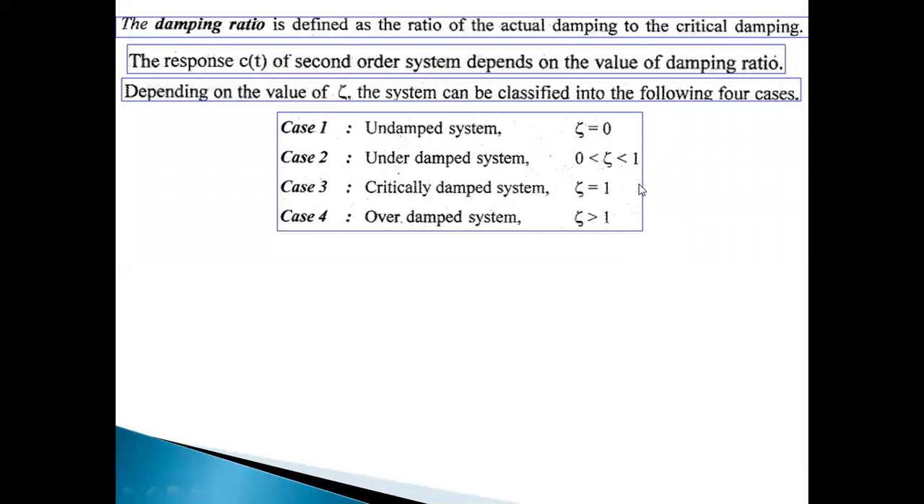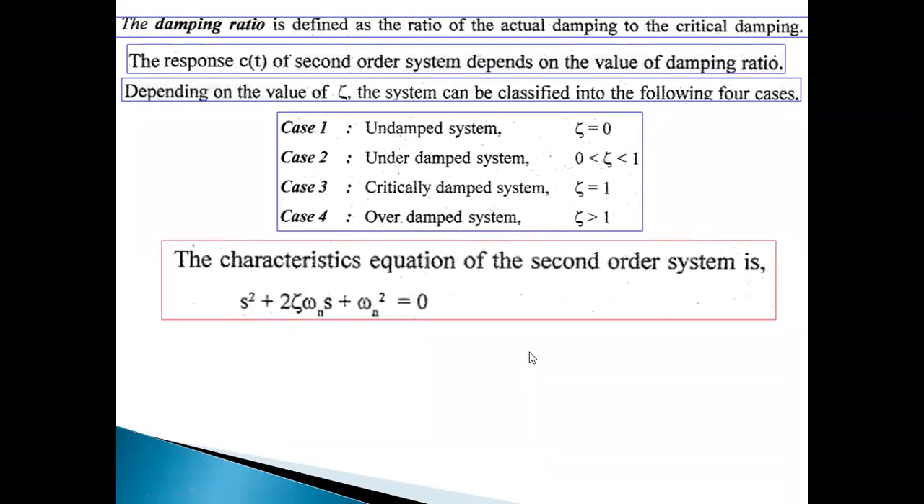So if we apply a unit step function to the second order system, we have to find out the response in all these four cases. The denominator polynomial of a closed loop transfer function is called the characteristic equation. The response mainly depends upon the location of poles, that means the roots of this characteristic equation. That's why the characteristic equation is very important. It plays an important role in control systems.